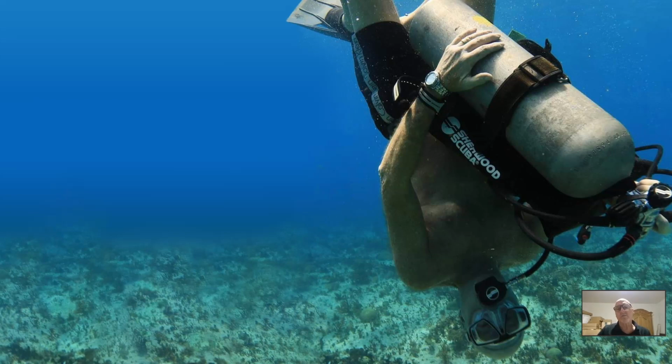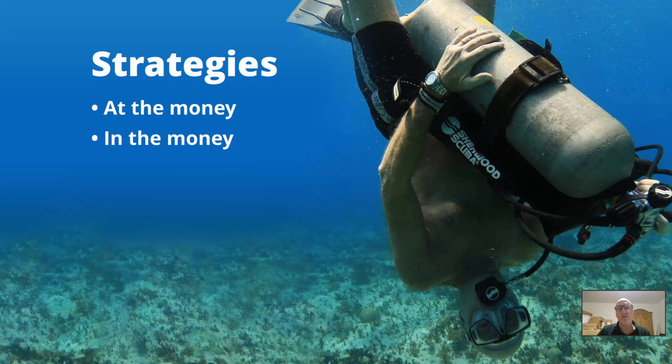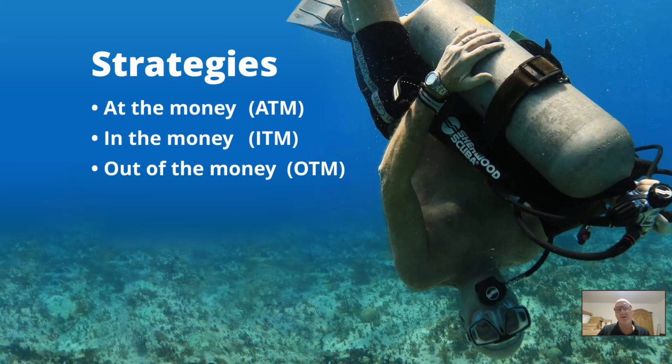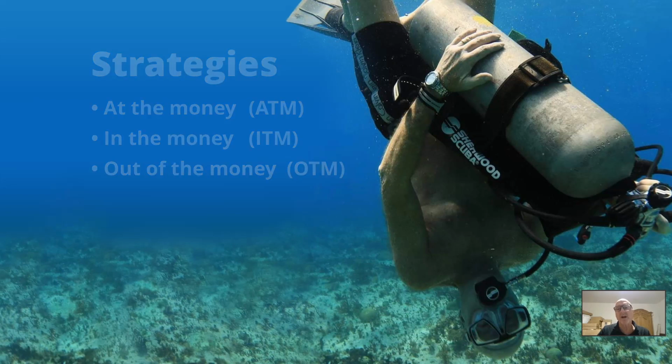So as I was saying in part 1, there are 3 strategies, and I'm going to give you the acronyms this time. It's at the money, in the money, or out of the money. They call them ATM, ITM, and OTM. This is what you're talking about when you are trading calls or puts, and this is related to where the price is in relationship to the strike price. The underlying is the stock. Where is the stock price in relationship to the strike price of the option?